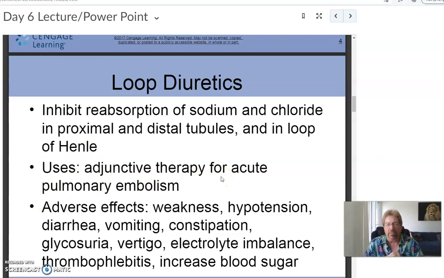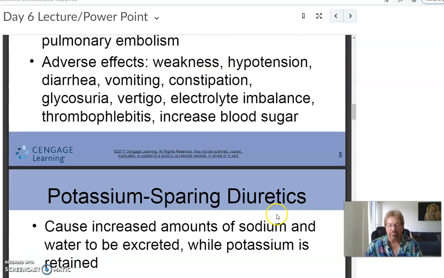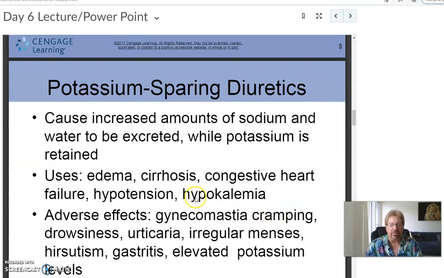Guys, pulmonary embolism, PEs, is when you get a blood clot, usually, but it can be a glob of fat from a fractured femur or different things. It ends up in the lungs and clogs up the vessels, and it's very commonly fatal. It's very, very serious. Adverse effects: weakness, low blood pressure, diarrhea, vomiting, constipation, glycosuria, which is sugar in the urine, vertigo, electrolyte imbalance, thrombophlebitis, which is blood clots and inflammation in the veins, usually of the legs, increased blood sugar.